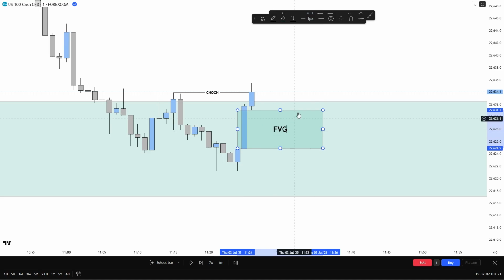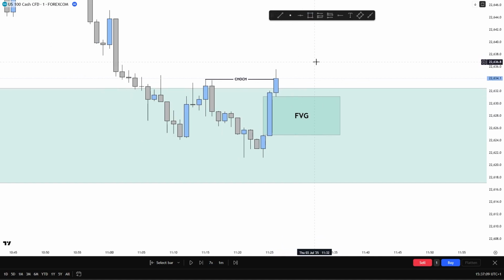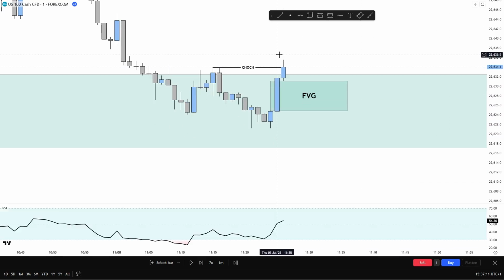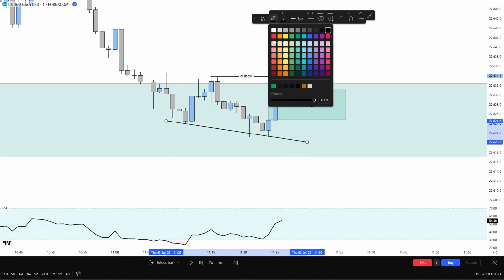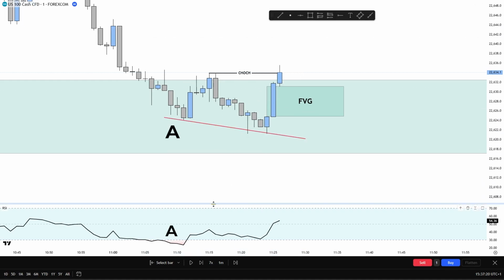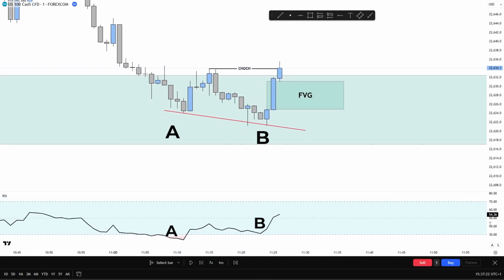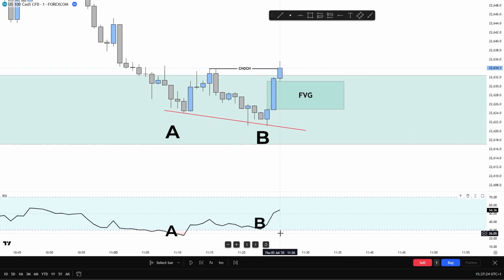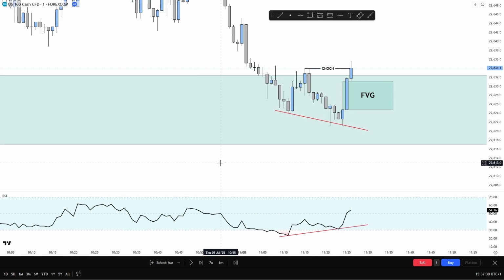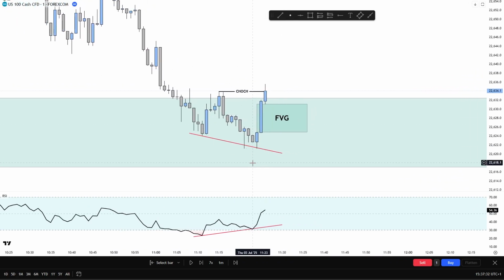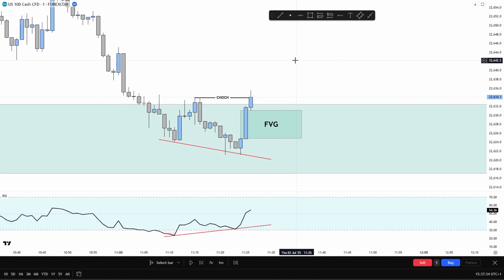Next, in step 3, we use the RSI indicator on the 1-minute chart to look for divergence, which will help us confirm our setup. With the RSI added, we identify 2 points on the price chart, point A and point B, where price is making lower lows. On the RSI, however, points A and B show higher lows. This is a bullish divergence, suggesting that the momentum is shifting upward and confirming our potential long entry.